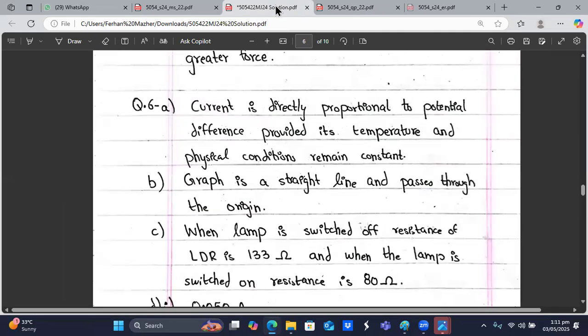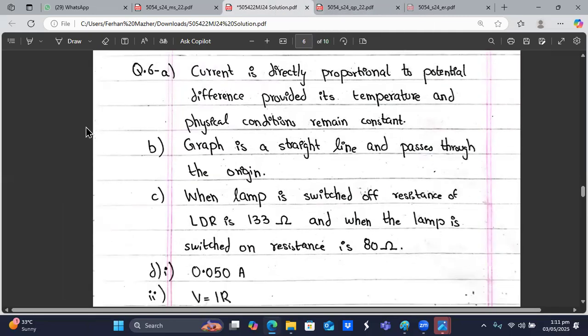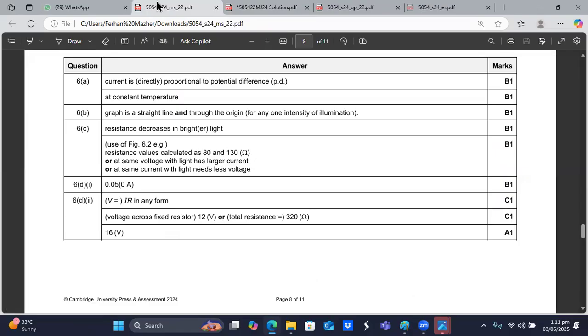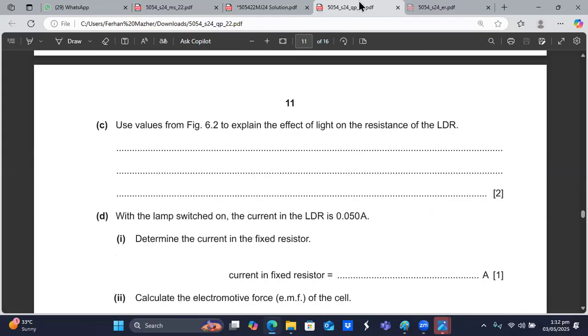So the graph is a straight line. This shows that it's obeying Ohm's law. The graph is a straight line and it passes through the origin. Yes, that is very important. The marking scheme is shown in front of you, so you can use that also. Okay, so that was question number 6, part B.